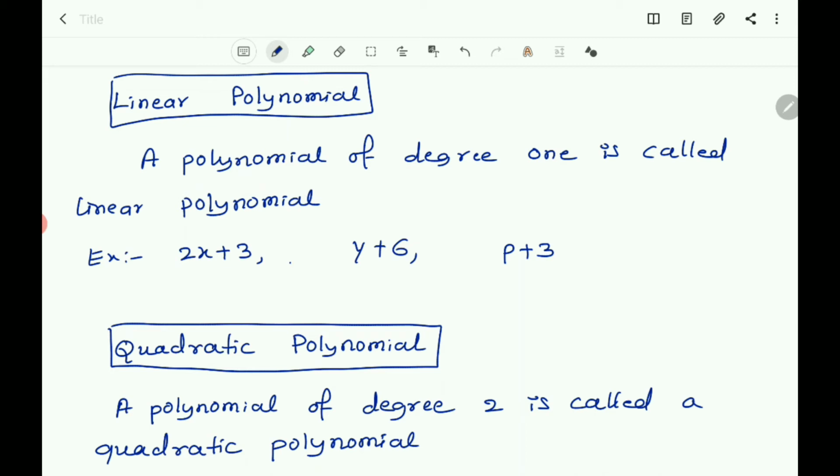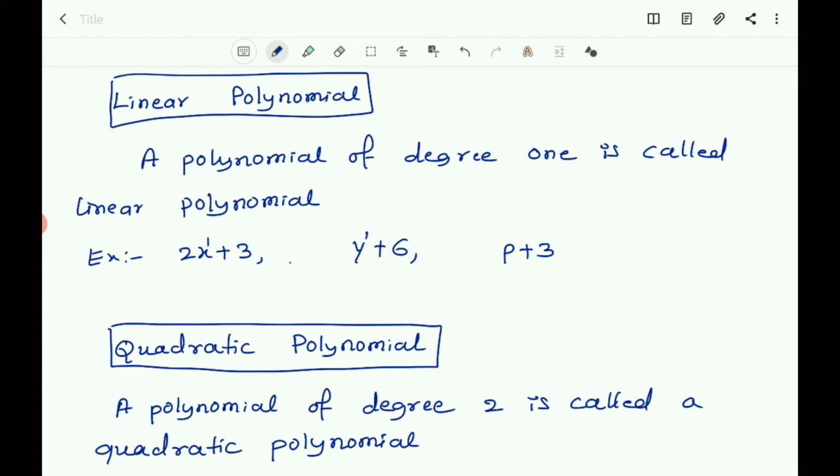Why is it a linear polynomial? Here the variable x is there. Its highest power is 1. So it is a linear polynomial. And y plus 6. Y is a variable. Its highest power is 1. So it is a linear polynomial. Y plus 6 is also a linear polynomial.